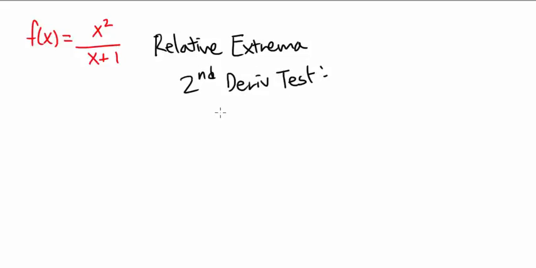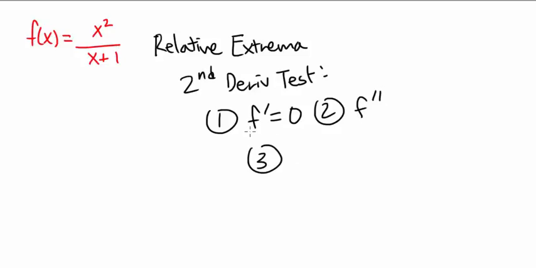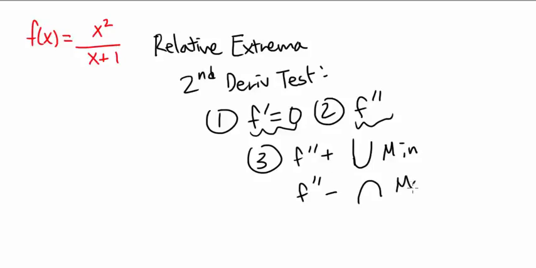For the second derivative test, first you find the values where f prime is equal to 0. Second, you find f double prime. Third, you plug in the values from part 1 into the f double prime found in part 2. If f double prime is positive, you conclude there is a relative minimum at that critical point. And if f double prime is negative, you conclude there is a relative maximum at the critical point.